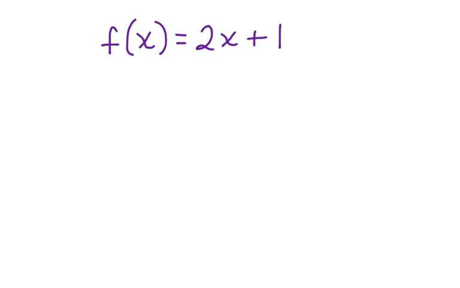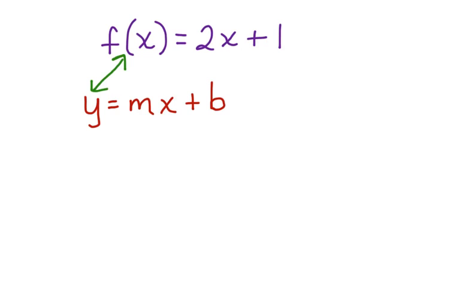The function of x is equal to 2x plus 1. Now, do you remember slope-intercept form? Take just a minute. Slope-intercept form is when an equation is written in the form y equals mx plus b. Remember from an earlier concept that f(x) is interchangeable with y.